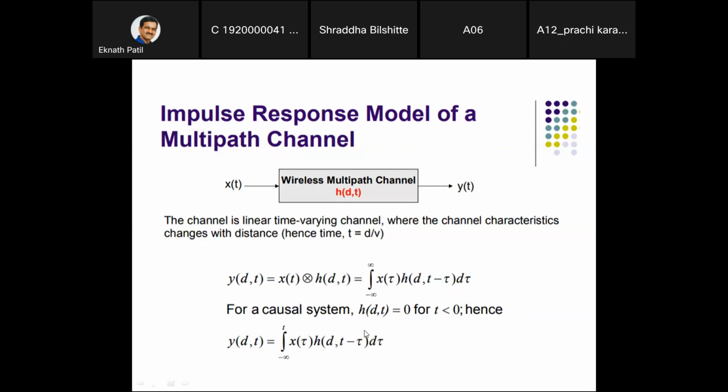So this is a very simple representation of the impulse response model they have shown here, where the characteristic of the wireless multipath channel is given by h(d,t). The output is the received signal y(t), and the transmitted signal is x(t).